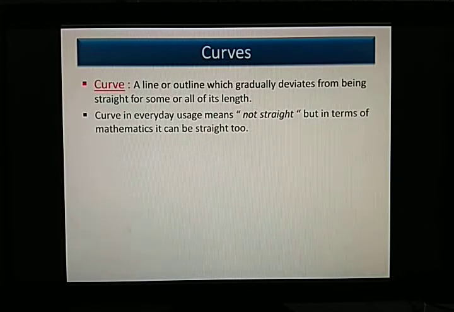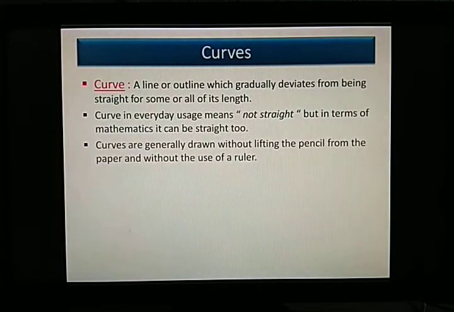Moving on to the third point. Curves are generally drawn without lifting the pencil from the paper and without the use of a ruler. So why have I not discussed directly the definition of curve? Because unless and until all these 3 points are clear to you, the concept of curve will not be clear.